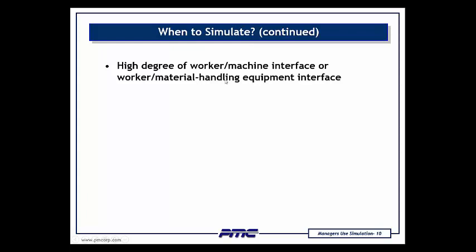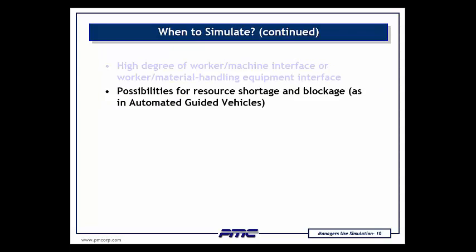That would certainly be a high degree of worker-machine interface. If you have a lot of forklifts or tugger trains moving around, worker material handling equipment likewise becomes very important. The same thing also applies in the particular case of bridge cranes. Another mention of that will come up later. And possibilities for resource shortage and blockage. Well, AGVs can very easily get blocked if you don't design the routes carefully. You can always avoid resource shortage by buying a whole warehouse full of resources. Well, that gets expensive. Simulation will help you avoid resource shortage and yet not overindulge on the level of resources, whether they be employees or machines, whatever they might be.